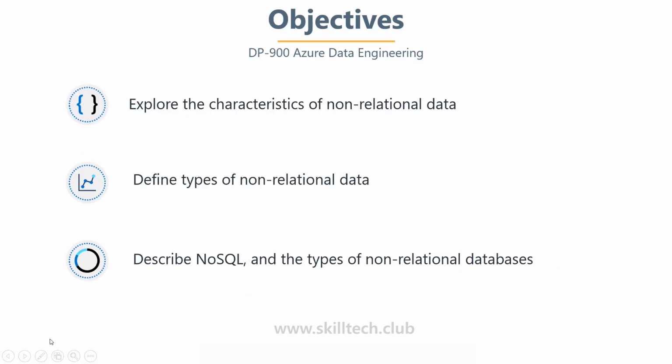We will mainly explore the characteristics of this non-relational data. We will see what kind of formats and file extensions are useful in that. We will define the non-relational data types, and then we will see what NoSQL is and what types of non-relational databases are available in the cloud nowadays.